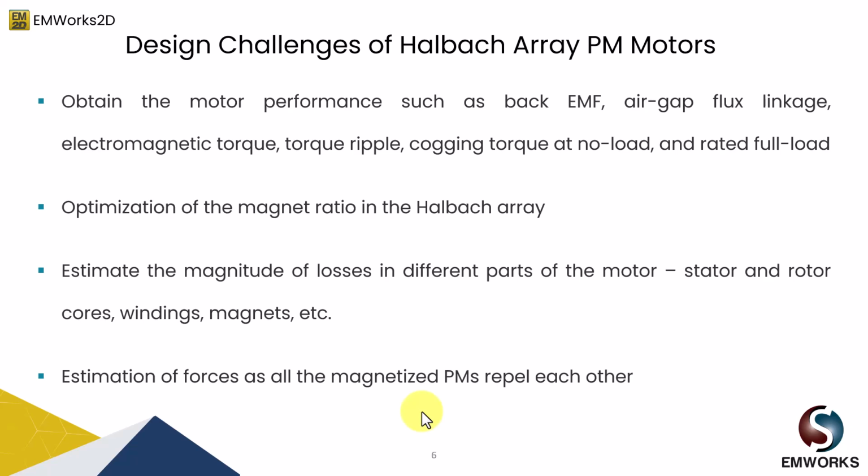Second challenge is to optimize the magnet ratio. It's very important to design a PM motor with an optimized magnet to pole ratio such that it leads to a better performance. Third is to estimate the magnitude of losses in different parts of the motor, whether it's stator or rotor core losses, winding losses or magnet losses.